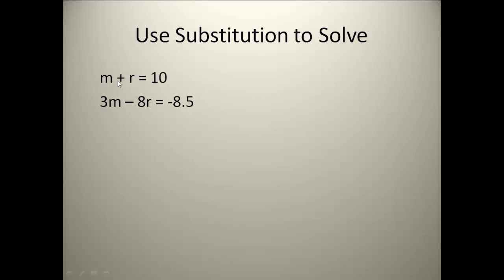Okay, so here's another one. Use substitution to solve. Now this one is slightly different because I don't have a variable isolated. What you want to do is figure out which variable is going to be the easiest to get by itself. So you want to think about which one has the least amount of stuff to get rid of in order to get it by itself.